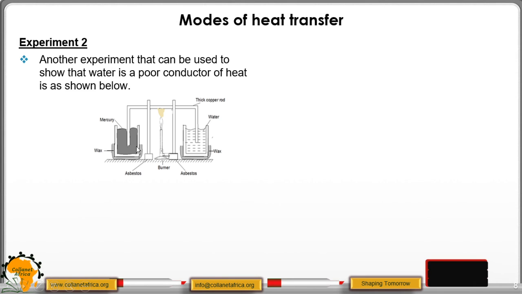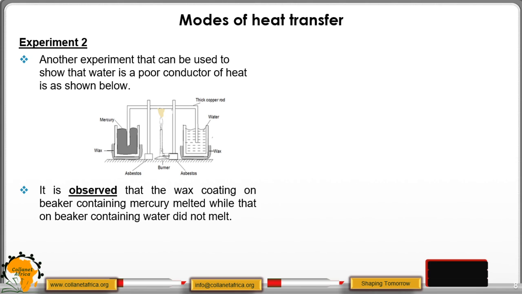Then we move to experiment 2. In this case, we have two containers that are having mercury and water. Then in between we have the source of heat. The source of heat is connected to our copper rod that is dipped in both liquids. Then on both sides, we have the asbestos, which are poor conductors of heat. So we are supposed to make our observation.